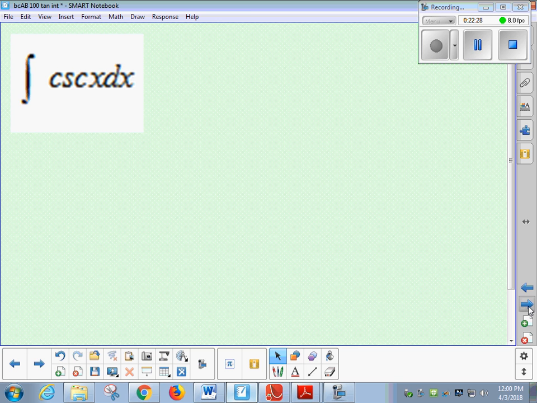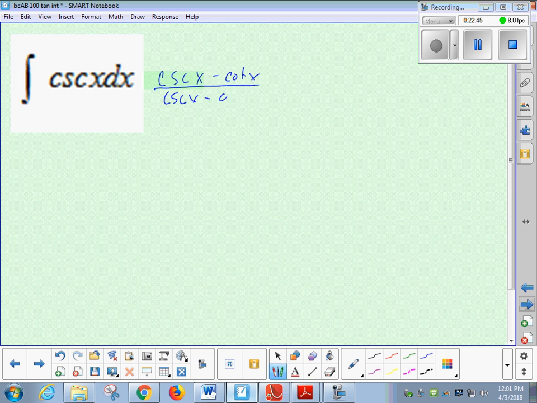You're still waiting. Cotangent minus cosecant? Or is it cosecant minus cotangent? I don't know. There you go. Cosecant minus cotangent over itself, multiplied up and then down. Let's see if that goes anywhere. So I get cosecant squared minus cosecant cotangent over cosecant minus cotangent. Okay, so what's your u?